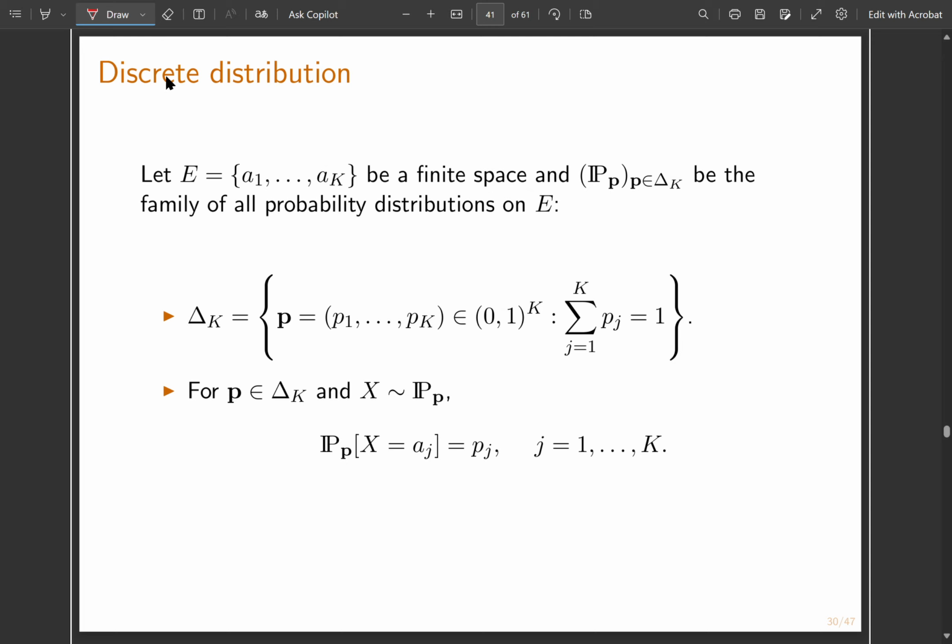Today, I'll be talking about goodness of fit test. This is about the probability simplex of a discrete distribution. So let's begin.